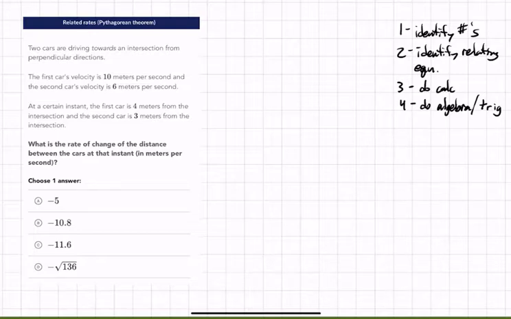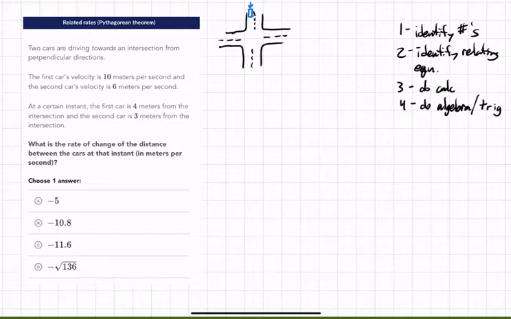We've got two cars driving towards an intersection from perpendicular directions. Let me draw a quick picture here. This is a common problem. We have a road here at an intersection, and two cars driving towards each other in perpendicular directions. The first car's velocity... we've got to have cars here. Let's draw a car, this car right here. He's going this way. His velocity is 10 meters per second.